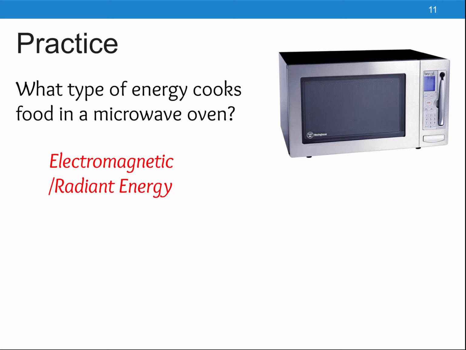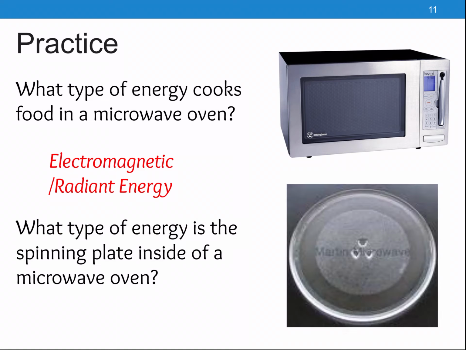Electromagnetic slash radiant energy. That is what cooks your foods. You got microwave giving off microwaves. All right, now what about the type of energy on the spinning plate inside of the microwave?